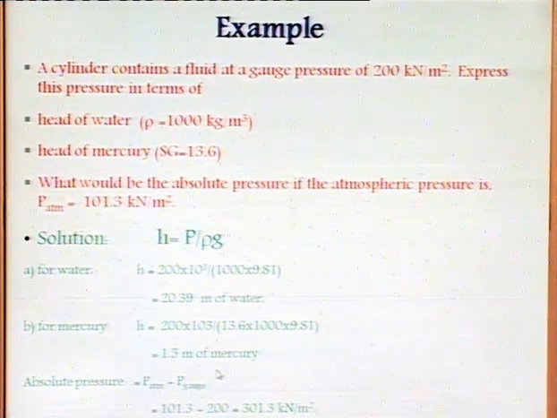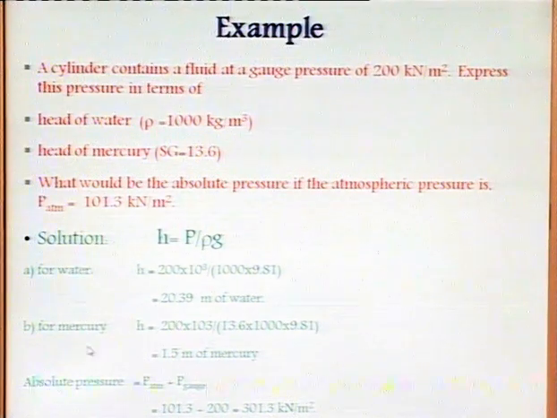So mostly in a barometer we use mercury instead of water, because mercury has more density, so its height is less as compared to the water case. Absolute pressure is defined as atmospheric plus gauge pressure. Atmospheric pressure is 101.3 and gauge pressure is 200. So the total pressure becomes 301.3 kilo Newton per square meter.